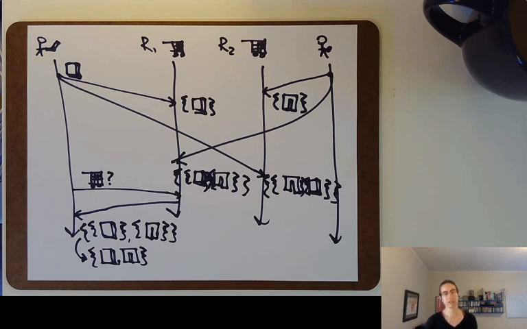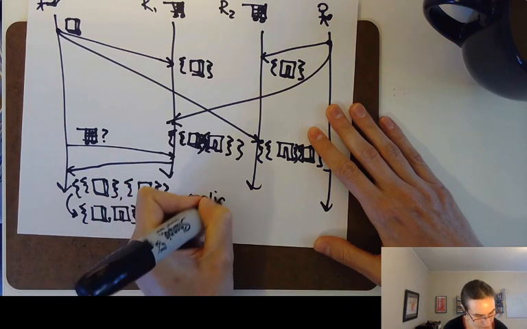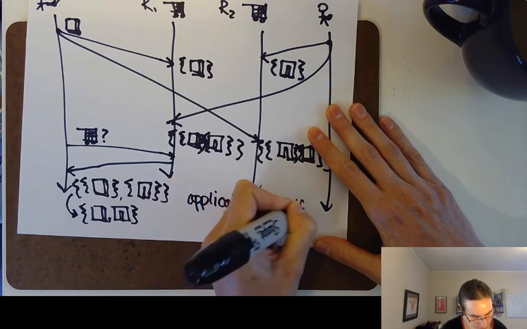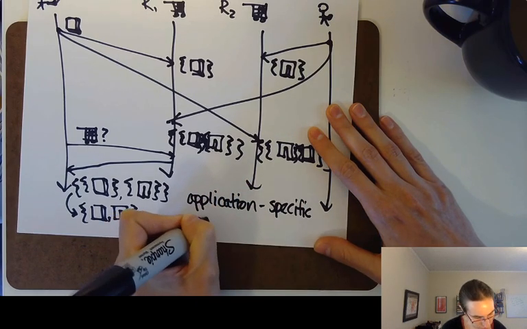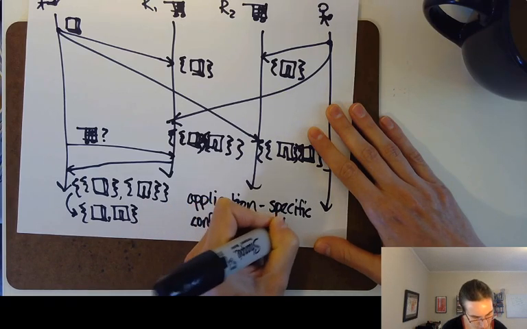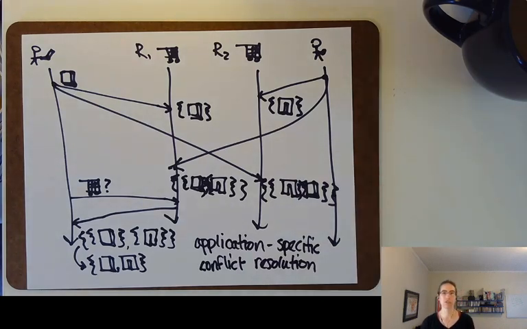But I want to spend the rest of my time today on other aspects of the Dynamo paper. So this is kind of just a taste of this problem of application-specific conflict resolution. There's actually a whole lot more to say about this. It's a pretty huge topic.